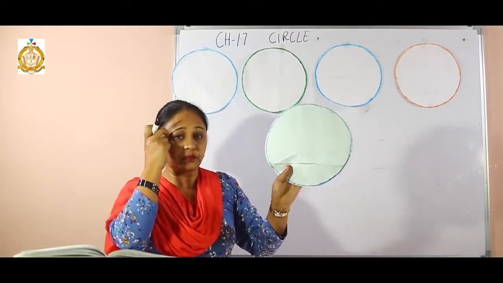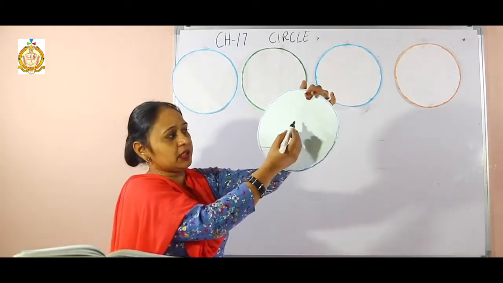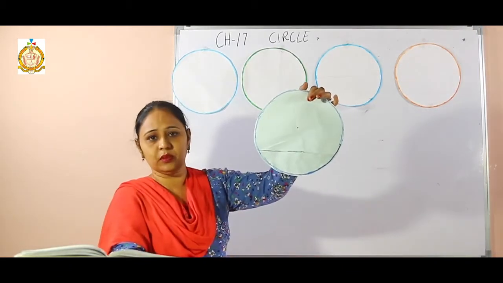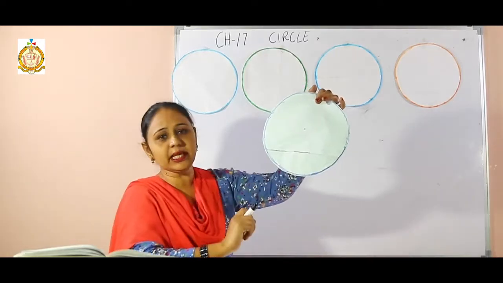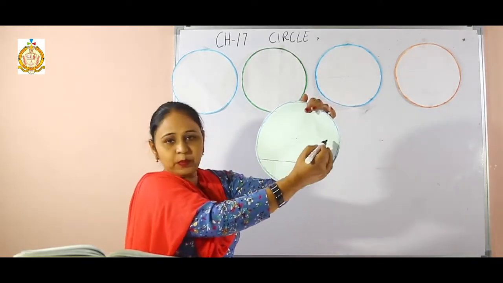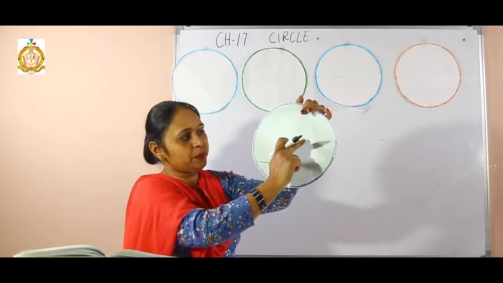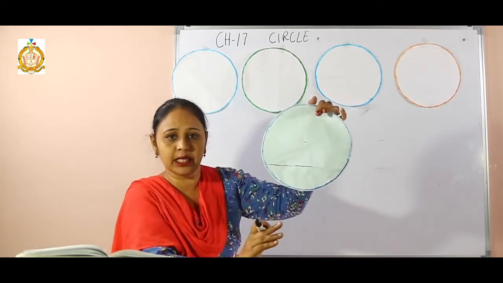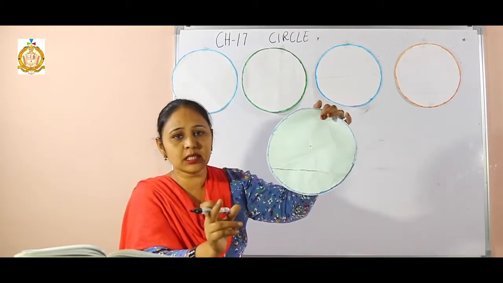Now see, if in this circle there is a center point. Okay, now this is the chord and this is the center. A chord can also pass through the center. The chord which passes through the center is called the diameter. That is the longest chord of the circle.